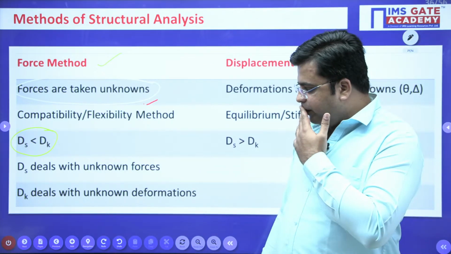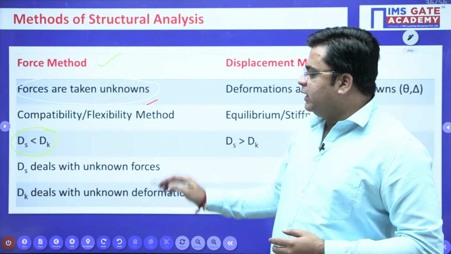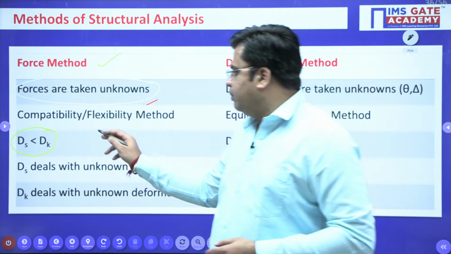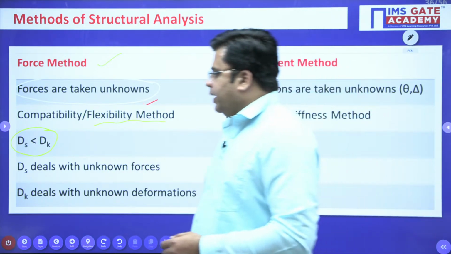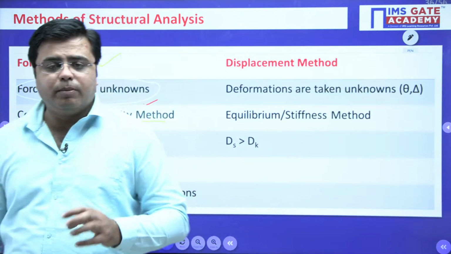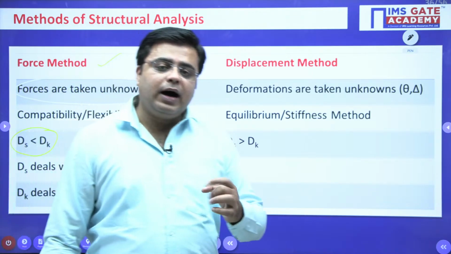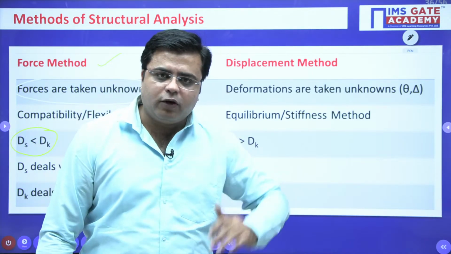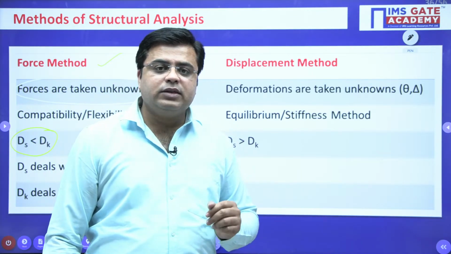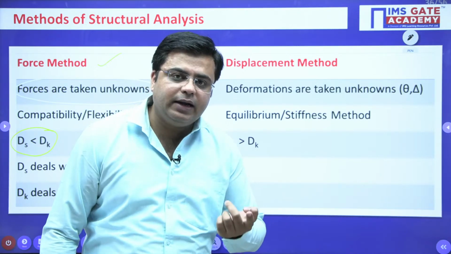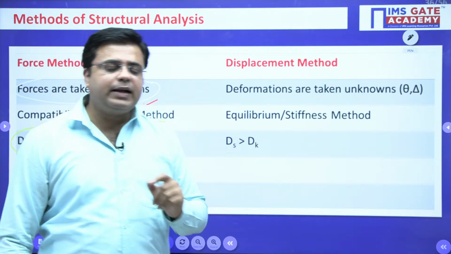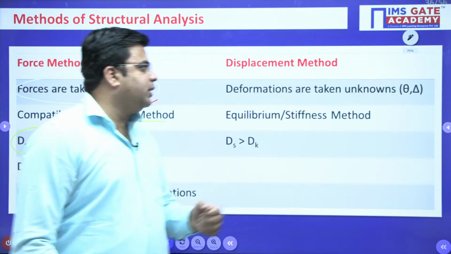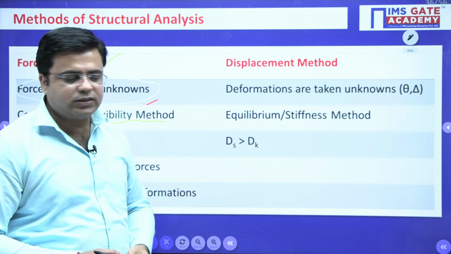Next is, these force methods are also known as the compatibility or flexibility methods, right? Next is, when your number of unknown forces are more, means your unknown deformations are less. That is, your degree of kinematic indeterminacy is less than the degree of static indeterminacy. In that case, you go with the displacement methods for analyzing any structure.